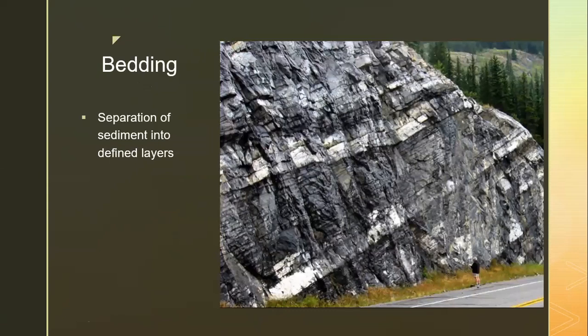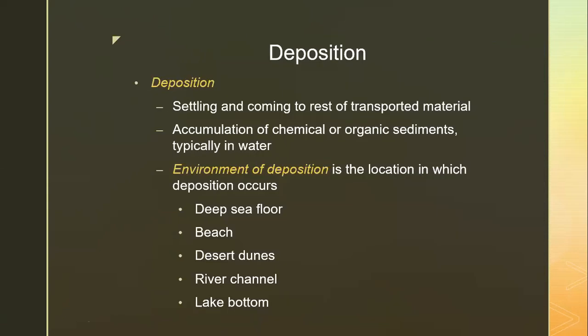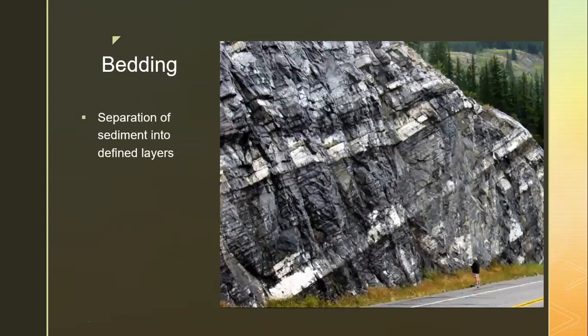Now, first off, a product of deposition is bedding. Bedding is pretty much the separation of sediment into clearly defined layers. So in this picture to the right, ignore the guy, you can see this white layer, and then you have these other darker grayish rock layers, and then you have the white layer again. So this is what bedding is. Visually speaking, it's just layers of sediment that you can see.